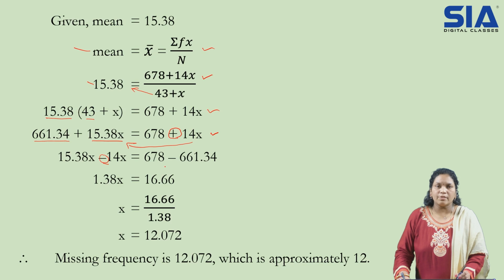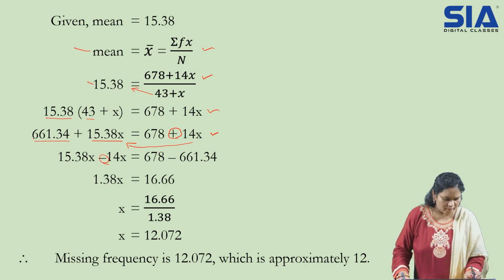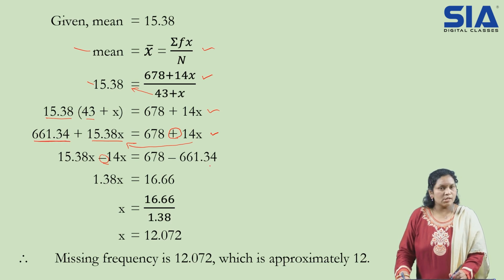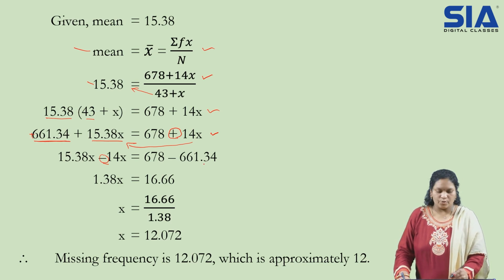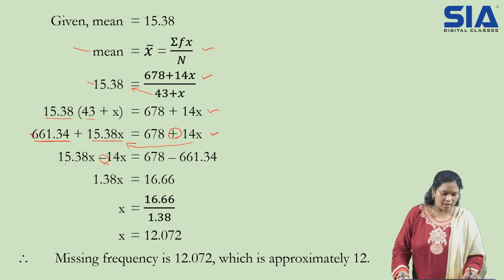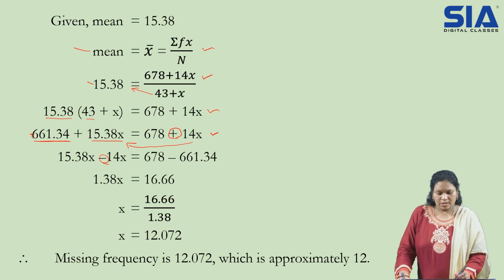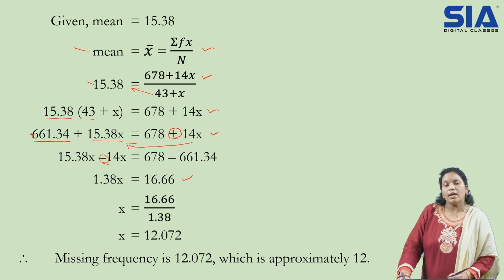Minus that leftover value, 661.34 goes to the other side. Here also the same rule: if you have a plus sign here, it goes to minus sign. So 678 minus 661.34 we have to do. Now on this side, both the values you can subtract. 15.38 minus 14, you'll get 1.38x, which is equal to the subtraction value, 16.66. So I got some value.